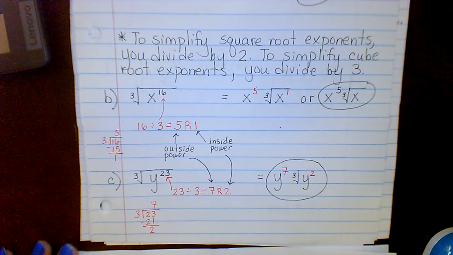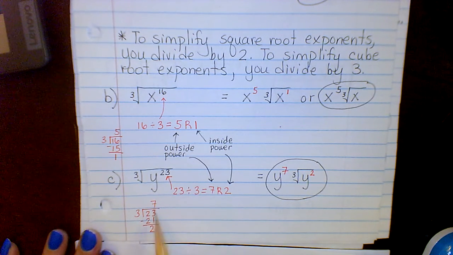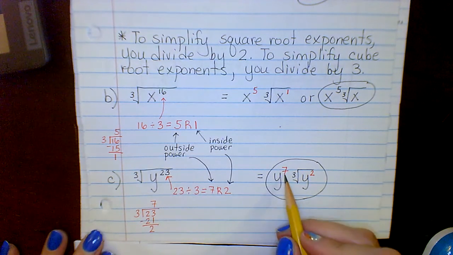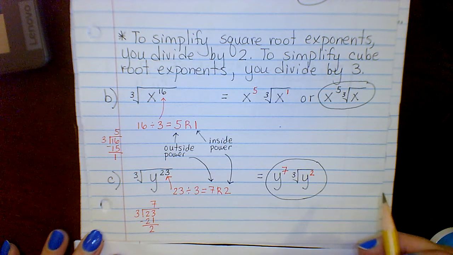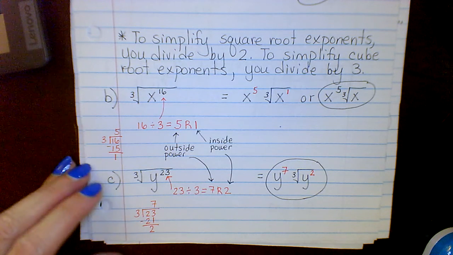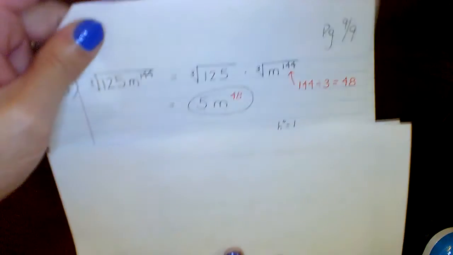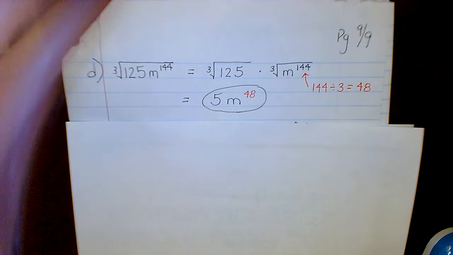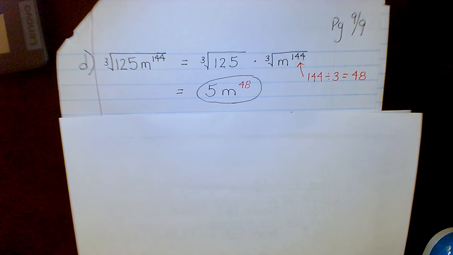Y to the 23rd. Take 23, divide it by 3. We get 7 with a remainder of 2. So 7 is my outside power, 2 is my inside power. Don't forget the cube root in here. This shortcut is pretty darn sweet, isn't it? Yeah, it is. Okay, let's look at a few more. I try to give you a lot of examples so that you can have a lot of comparisons when you're doing these, not to bore you for 30 minutes.